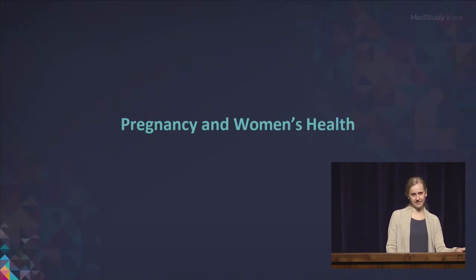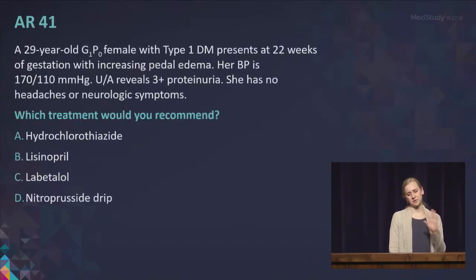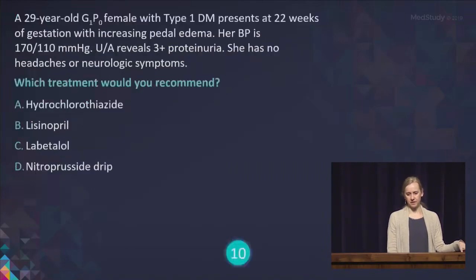Okay. Pregnancy. So I already mentioned how we take care of 50% of pregnancies because a lot of them are unplanned. And so we'll just start with a question. A 29-year-old G1P0 female with type 1 diabetes presents at 22 weeks of gestation with increasing pedal edema. Her blood pressure is 170/110. UA reveals 3+ proteinuria. She has no headaches or neurologic symptoms. What treatment would you recommend?